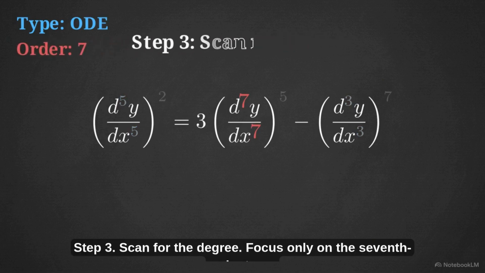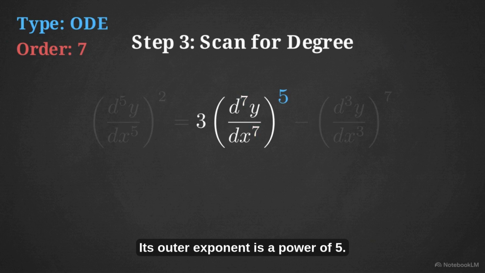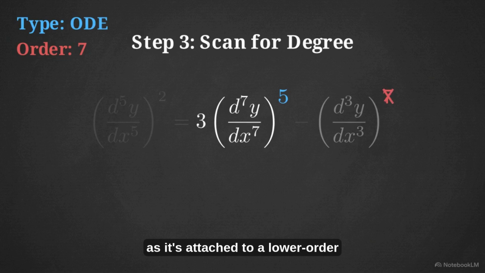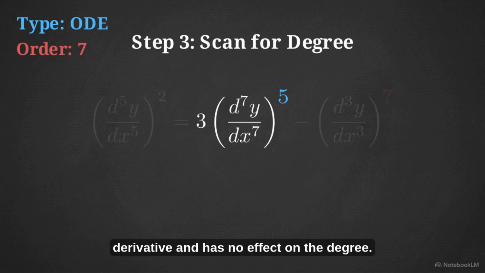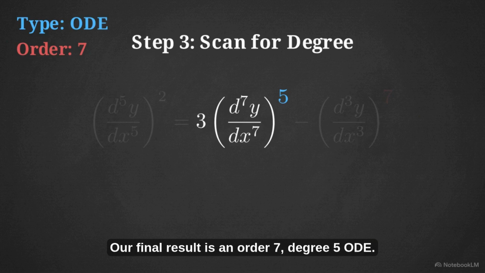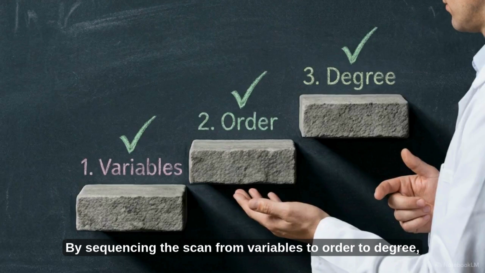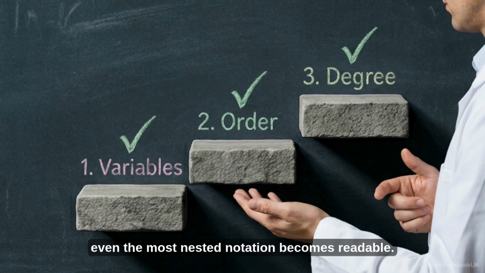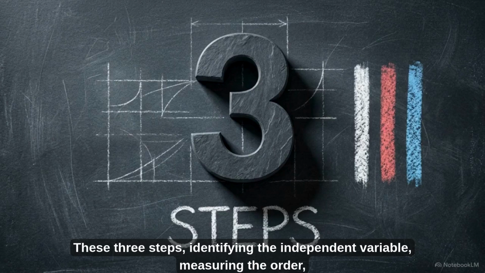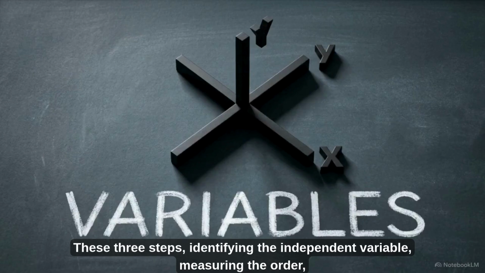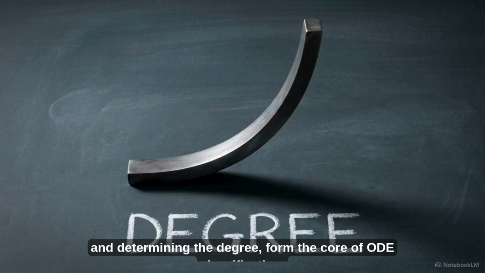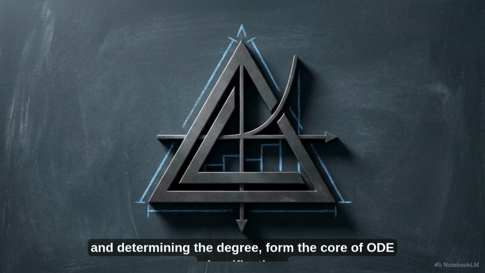Step 3. Scan for the degree. Focus only on the 7th order term. Its outer exponent is a power of 5. We discard the power of 7 elsewhere, as it's attached to a lower order derivative and has no effect on the degree. Our final result is an order 7 degree 5 ODE. By sequencing the scan from variables to order to degree, even the most nested notation becomes readable. These 3 steps, identifying the independent variable, measuring the order, and determining the degree, form the core of ODE classification.